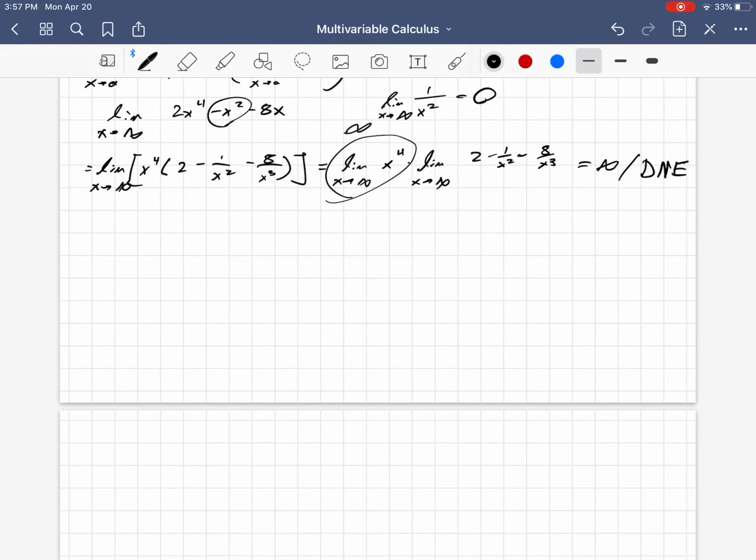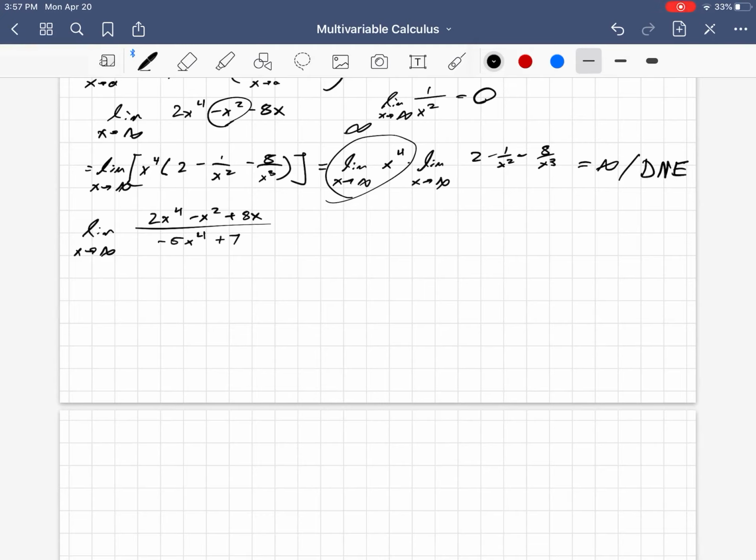So yeah, if you see something like this, you can pull out the biggest factor, and that will get you your answer. Now, that's an uncommon type of limit. Usually you'll see them as quotients.